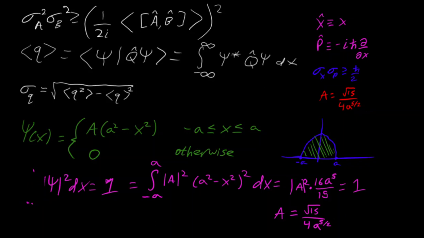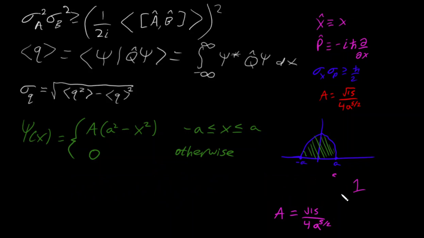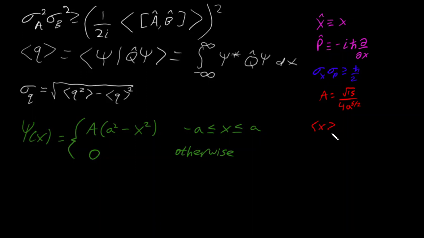Okay. I'm going to erase this now. We'll move to the next part, which is they want us to find the expectation values. I'll tell you what the problem is in general, and then we'll find all these values. They want us to find the expectation value of x, the expectation value of x squared, the expectation value of momentum, and the expectation value of momentum squared.